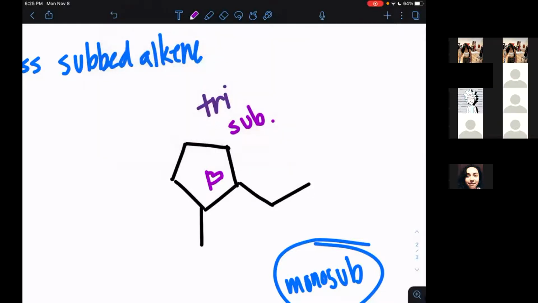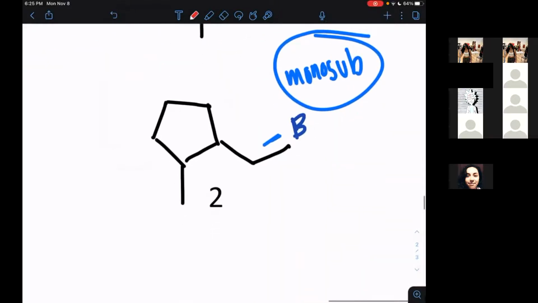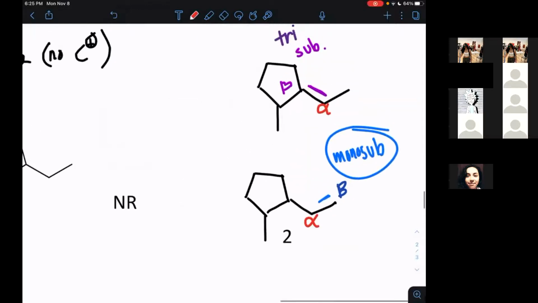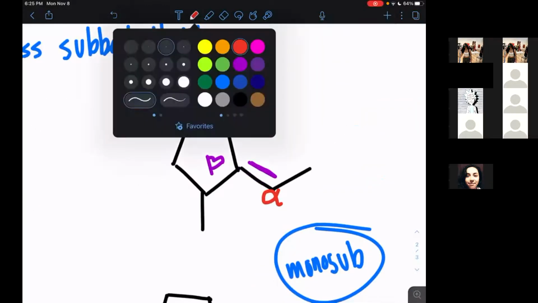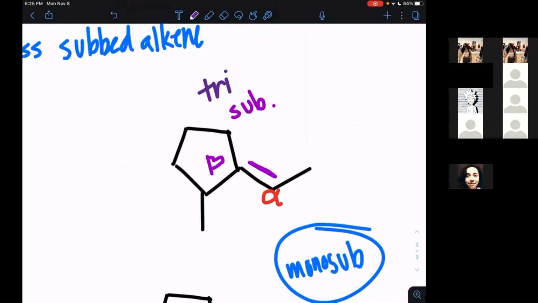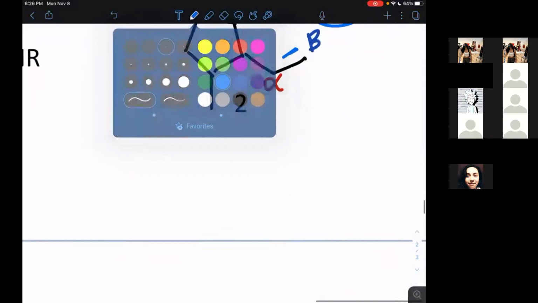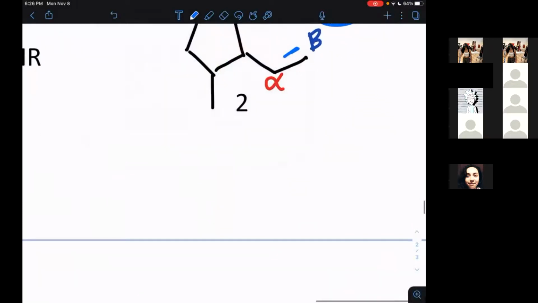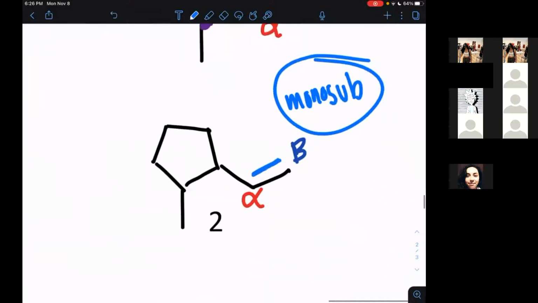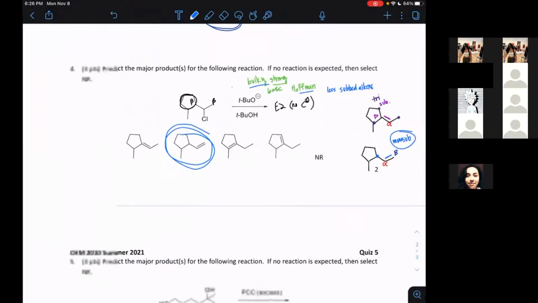Okay, so when we do it between this beta carbon and the alpha carbon, which I'll label. Okay. So yeah, to count how many substitutions it has on it, you count from this branch. So you count 1, 2, and then 3. So it's tri-substituted. And then for this one, you just count the one coming off of the carbon that the double bond is attached to. So it's just 1. So it's mono-substituted.